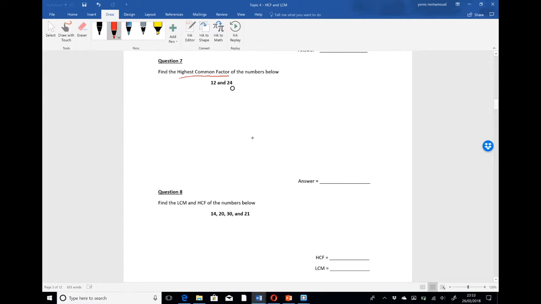So let me explain. I'm going to write down the factors of 12. The factors of 12 are the numbers that can go into 12, which are 1, 2, 3, 4, 6, and 12. Then I'm also going to do the same thing for 24. I'm going to list down all the numbers that go into 24. So 1, 2, 3, 4, 6, 8, 12, and 24.